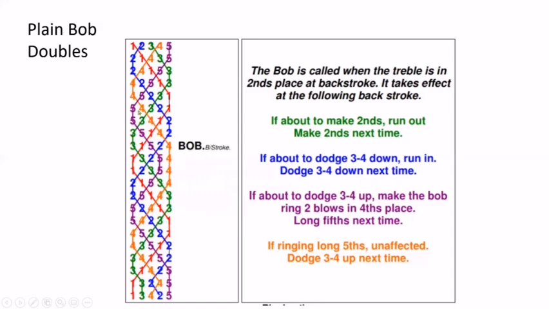Look at the bell here that's about to dodge 3/4 up. It makes fourths at the bob, bringing 2 blows in the same place, and goes back in, hunts back to the front, and then the next lead, it does 4 blows behind. Finally, look at the bell that is doing 4 blows behind when the bob is called. That bell doesn't do anything different, and it's going to dodge 3/4 up the next time.